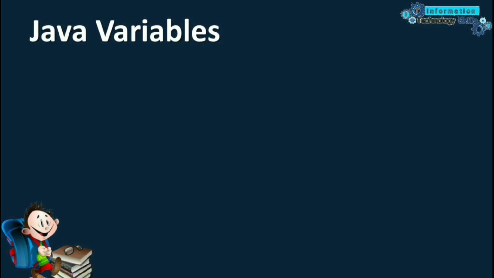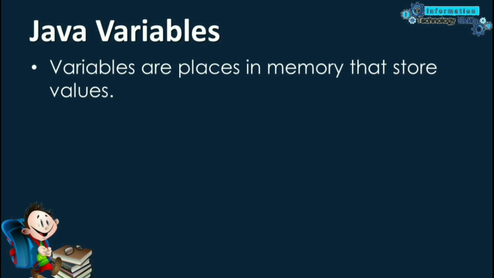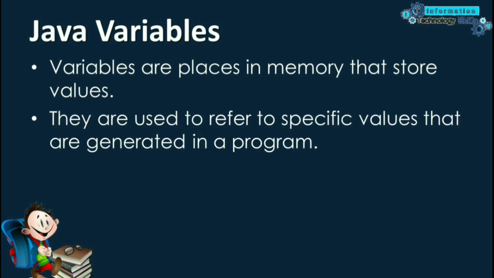We also have the Java variables. These are the elements we mentioned earlier in the data type. Okay? If we're going to have variables, guys, they must always have a data type. We'll see that later. So, let's first discuss what a variable is. Variables are places in memory that store values. So, this is a memory location that holds a value. When there is a value, it must be stored in a variable. Okay? They are used to refer to specific values that are generated in a program.